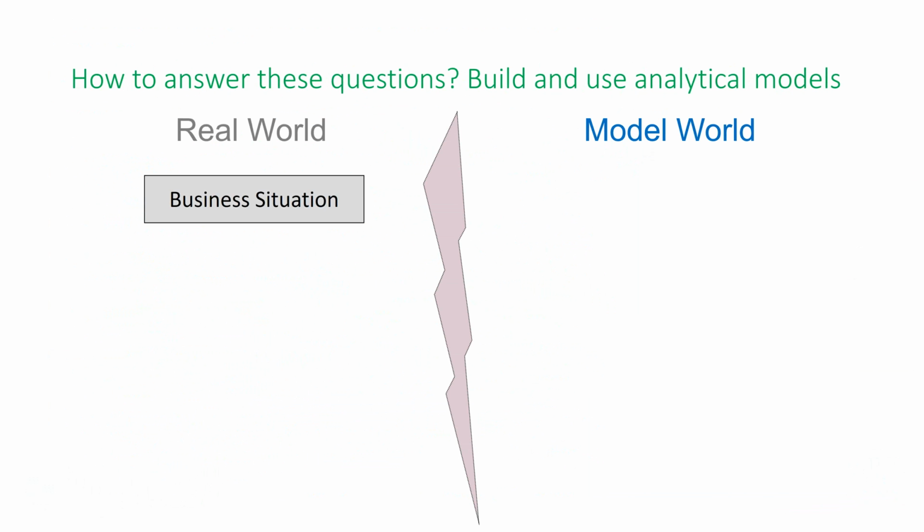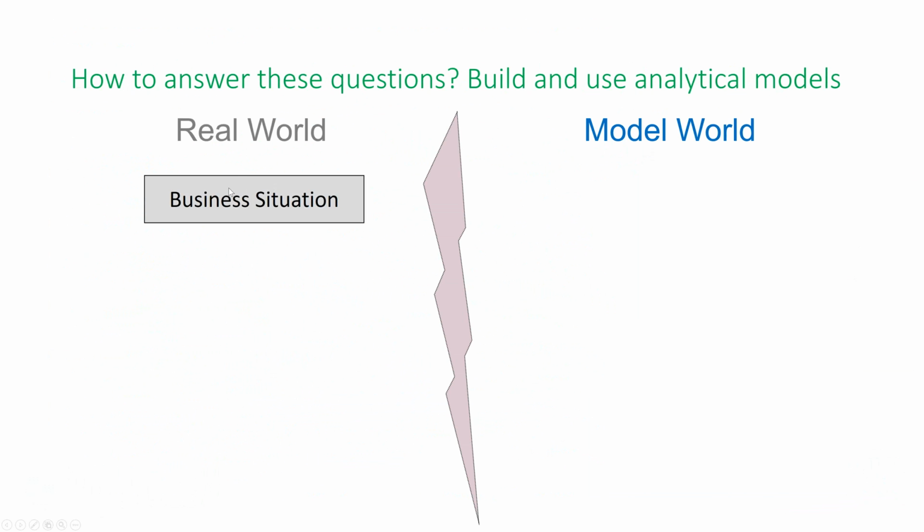So how do we answer these questions? My response would be to build and use analytical models. Here we have a real-world business situation, a problem in the real world, but we can't really change the system without making big changes to it, such as airline scheduling or hospital management. Passengers or patients may suffer when we are making changes and trying to find the optimal level of doing business.